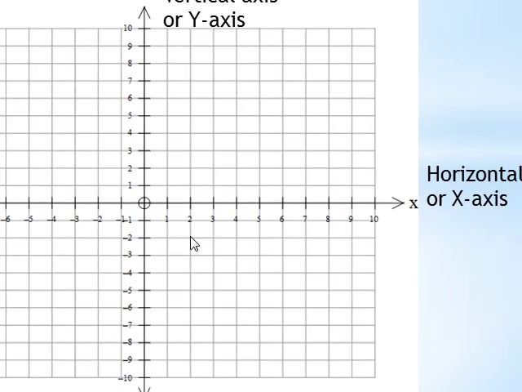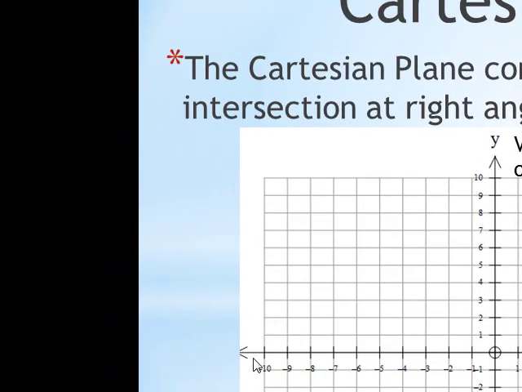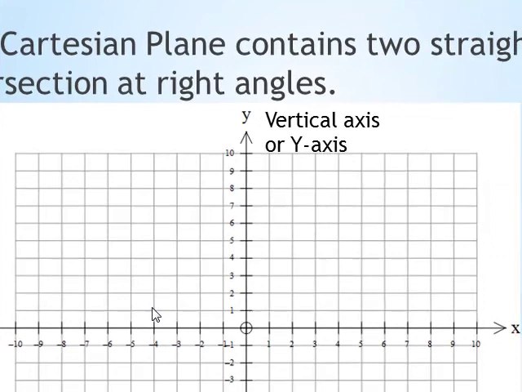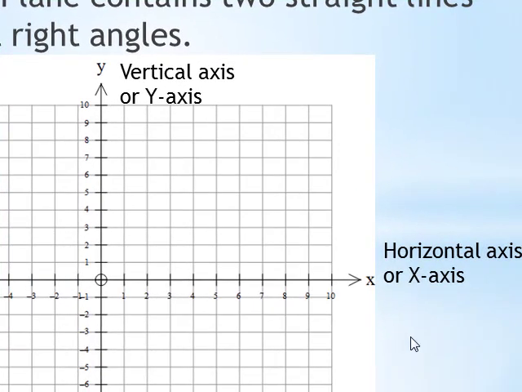The horizontal axis, or the x-axis, notice that it goes to the right. That's going to be 1, 2, 3, 4, 5, and so on, positive numbers. To the left, negative 1, negative 2, negative 3, negative 4, and so on until you finish the graph sheet, or the amount of numbers that you require.